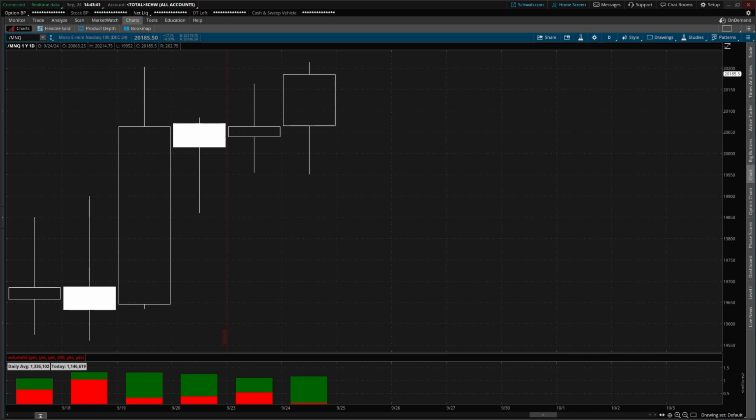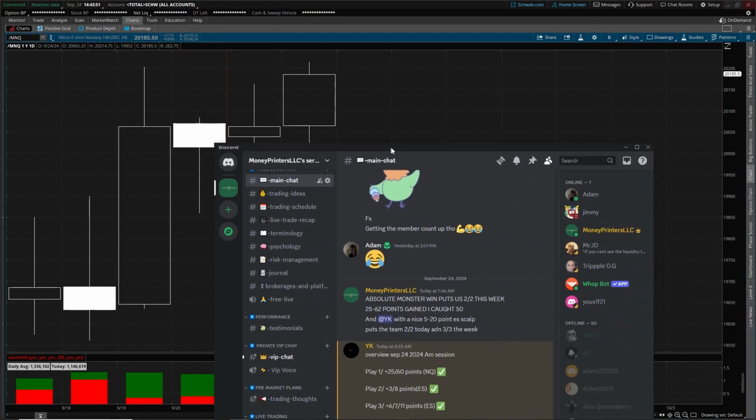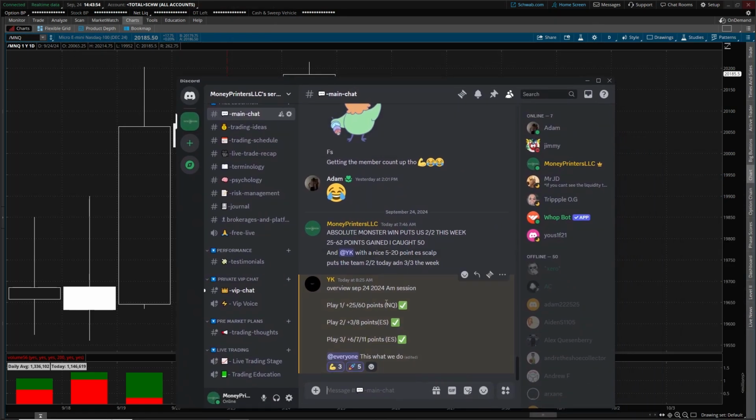Today is September 24th and an amazing day. Went 1 for 1 on live. I caught another trade that hit an absolute banger, but just did not take it because I only focus on one trade a day. Overall stats for the day, we were 3 for 3. I got my 25 to 60 point win on NQ. YK called 2 nice scalp wins, but overall a great day.